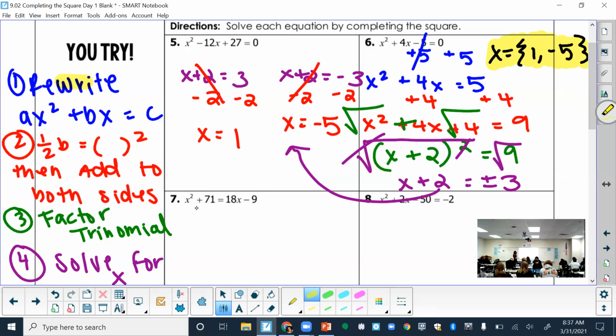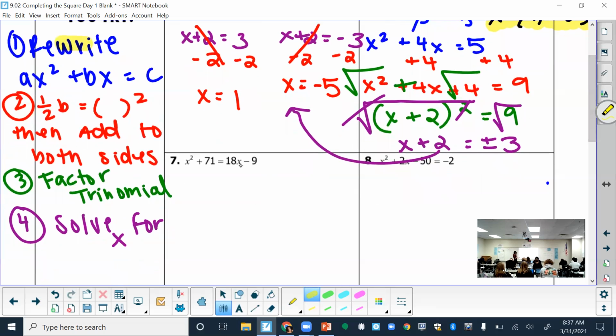All right, so we are going to rearrange this. What is something that I have to move? I need to move the 71. How can I move it?